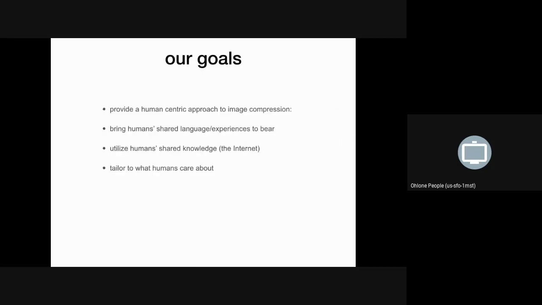So with this inspiration, what we tried to do in the context of image compression was provide a human-centric approach to image compression. What this means is, inspired by Shannon, we wanted to bring human shared language and experiences to bear on this question of how much better we might be able to do, to utilize human shared knowledge in today's terms. Human shared knowledge is maybe, as a civilization, all the stuff that we have collectively available on the internet. So bring that to bear and use it. And also, something that we didn't have in the context of lossless compression, but here also address the question of what is the right distortion criterion: compress in a way where the quality of the reconstruction caters to humans' perception of quality.